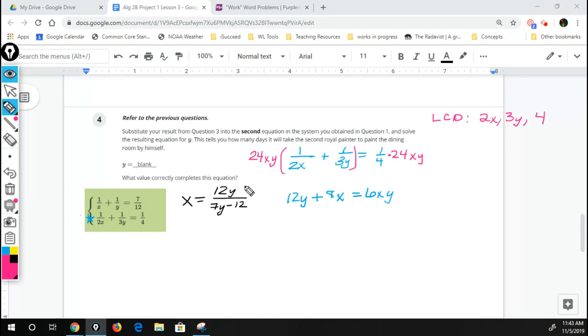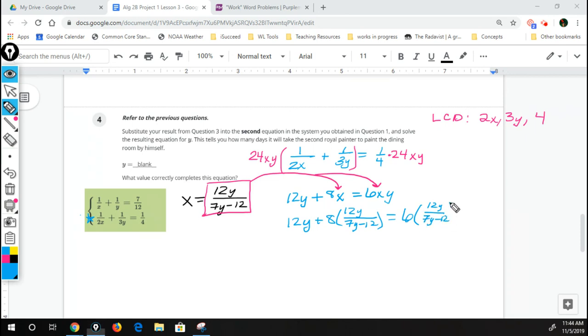Now we can start our substitution, which is quite a bit easier. We're going to take our expression of x, and we're going to plug that in for every x variable that I see. So I get 12y plus 8 times 12y over 7y minus 12 equaling 6 times 12y over 7y minus 12 times y. Okay, all I've done is substitution.